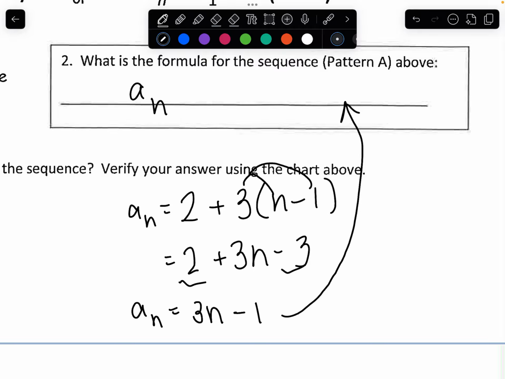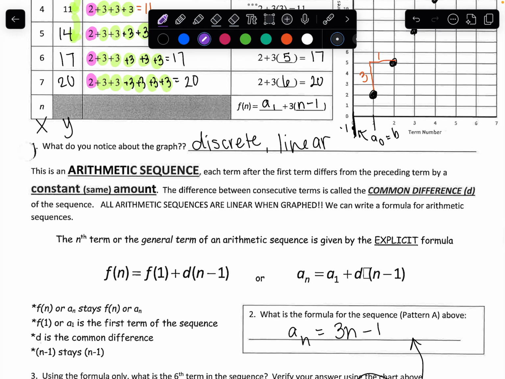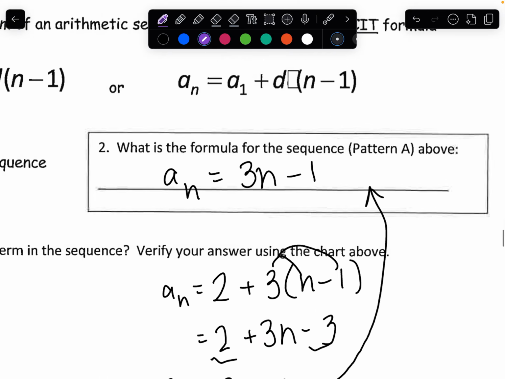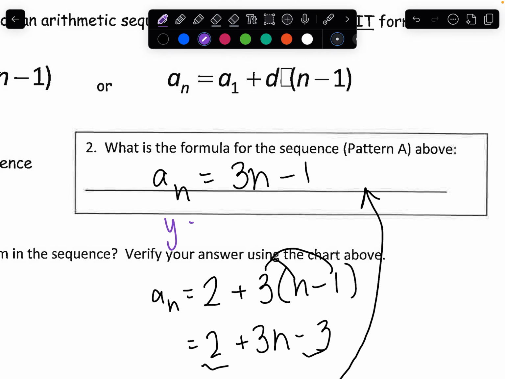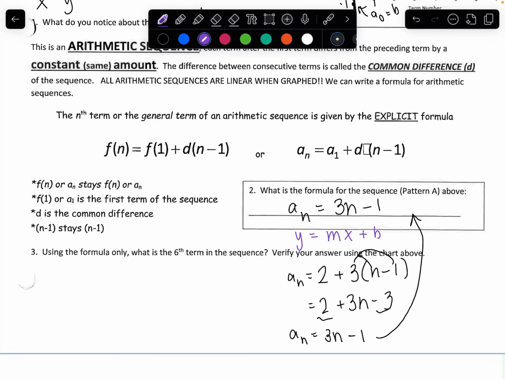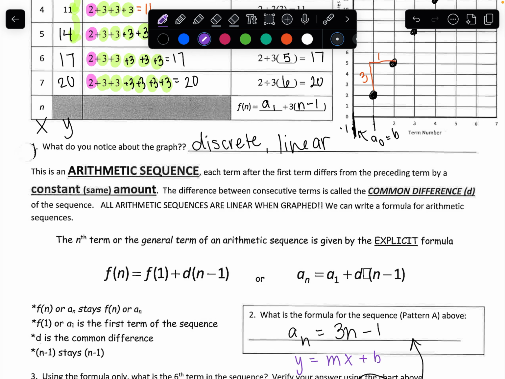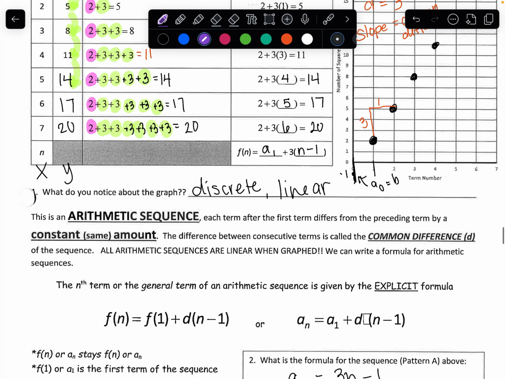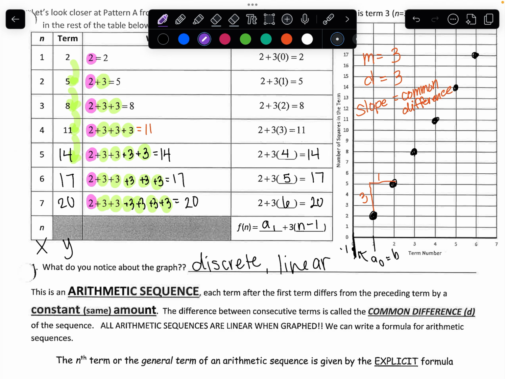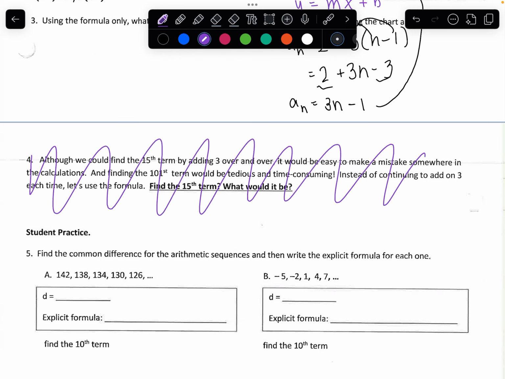And so our explicit formula is 3n minus 1, which, look at that, our slope and our y-intercept. So y equals mx plus b. That's why we're learning arithmetic sequences in this chapter, because an arithmetic sequence is a linear function and they look almost identical. Again, the only difference is we do not connect our points. So we're going to cross out number 4.